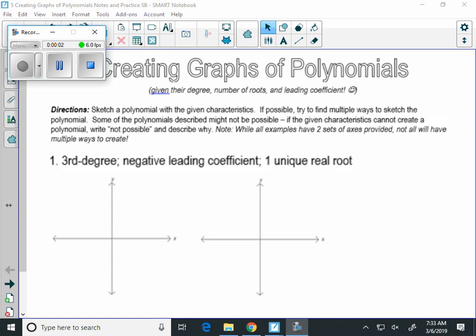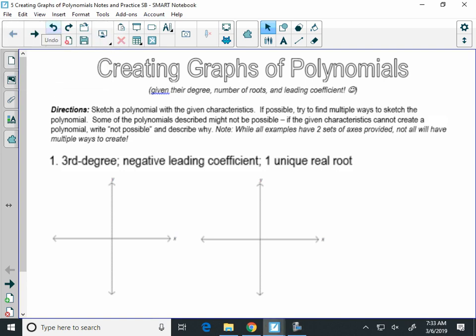Okay, today we are going to create graphs of polynomials given a description. So we're going to sketch a polynomial with the given characteristics, and we're going to see if we can come up with multiple ways to sketch the graph. We might have more than two, we might have fewer than two ways, but we're going to see as many ways as we can come up with. Some of them might not work.